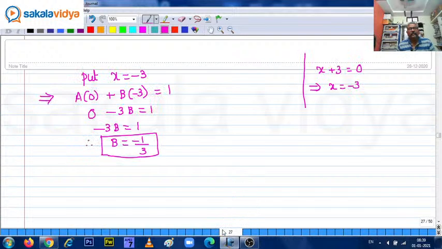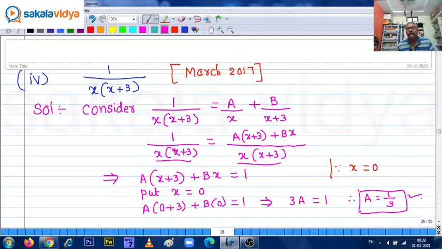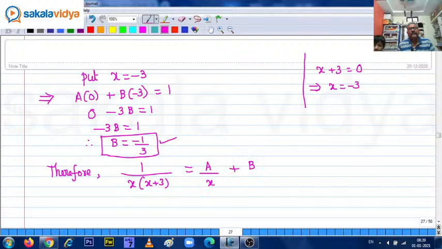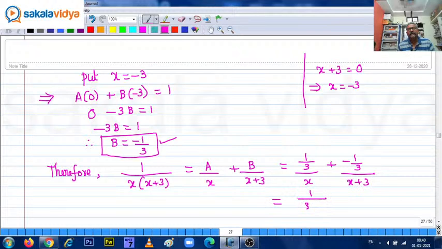So what is the a value? The a value equals 1 upon 3, and the b value equals minus 1 upon 3. Therefore 1 upon x times x plus 3 equals a upon x plus b upon x plus 3. Let us substitute the values: 1 upon 3x plus minus 1 upon 3 times x plus 3. So these are the required partial fractions.